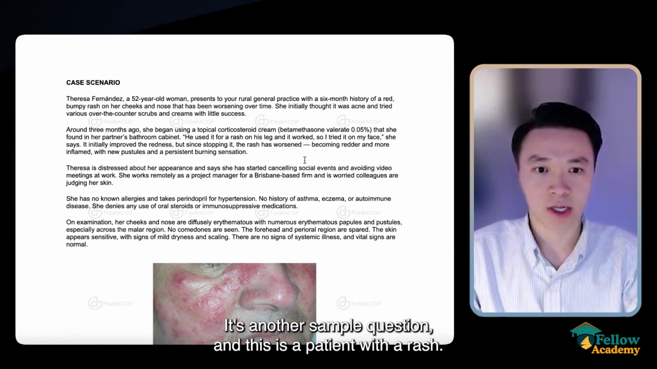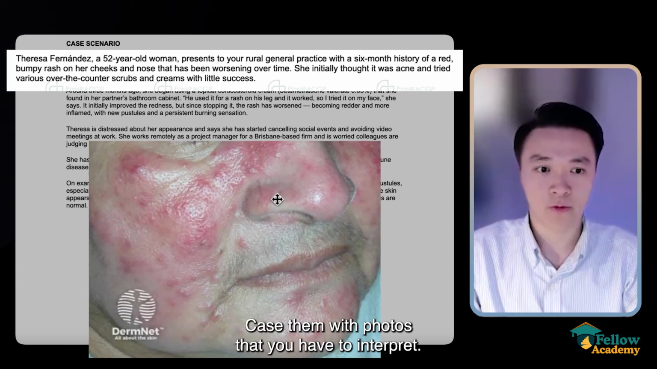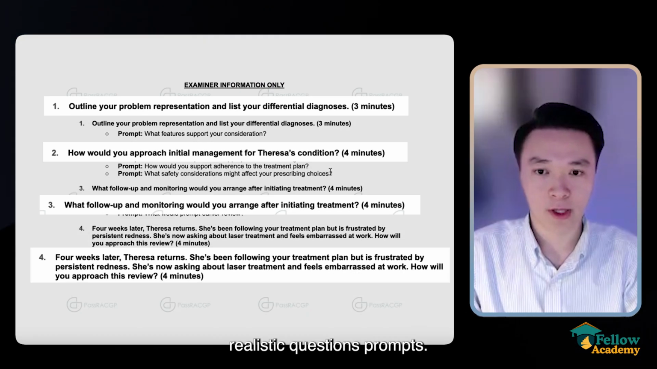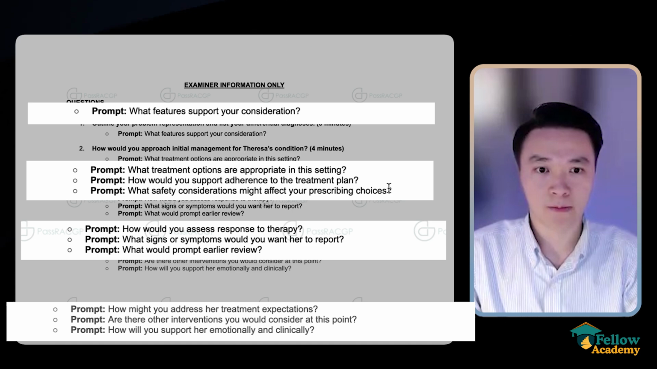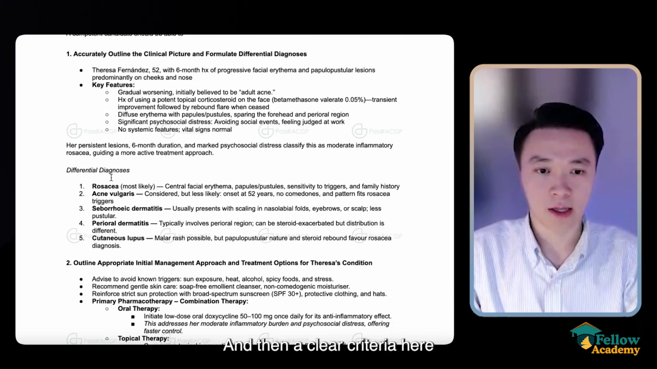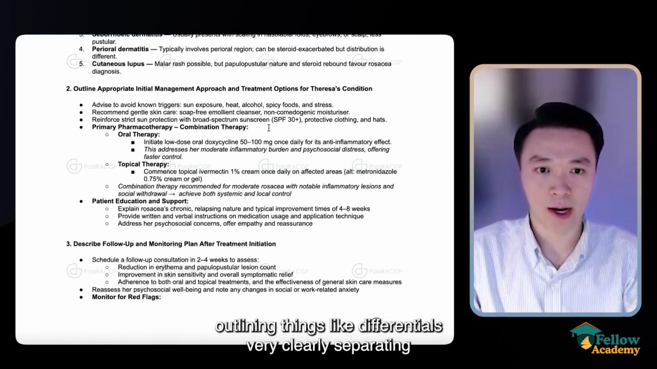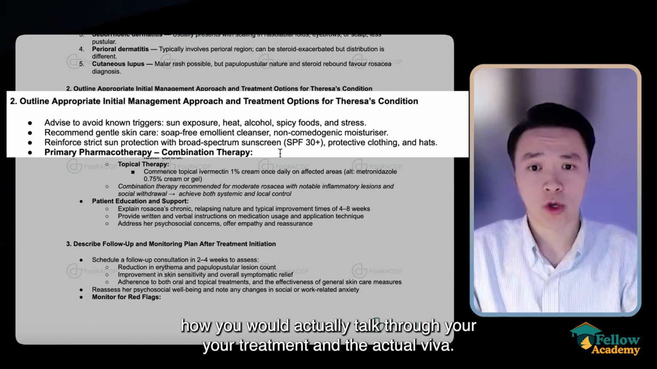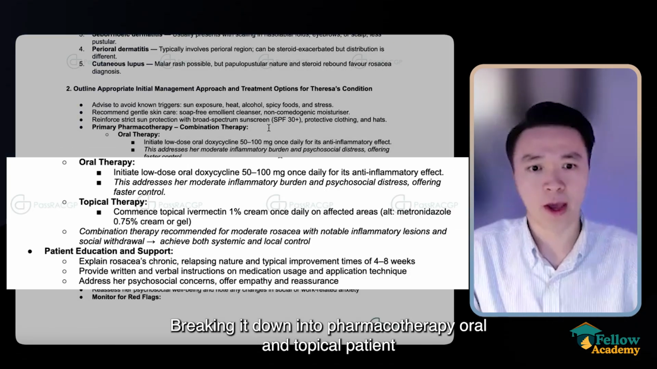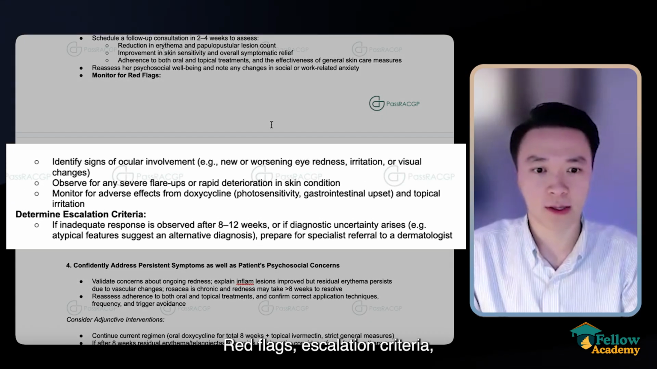It's another sample question, and this is a patient with a rash. Again, realistic length case stem with photos that you have to interpret. And then with the examiner information, realistic questions, prompts after each question, and then a clear criteria here outlining things like differentials, very clearly separating how you would actually talk through your treatment in the actual Viva, breaking it down into pharmacotherapy, oral and topical, patient education and support, red flags, escalation criteria, things like that.